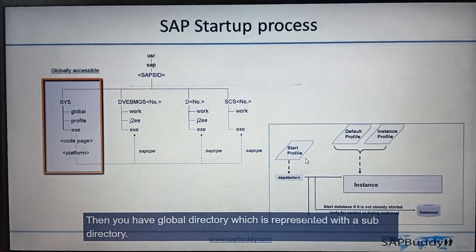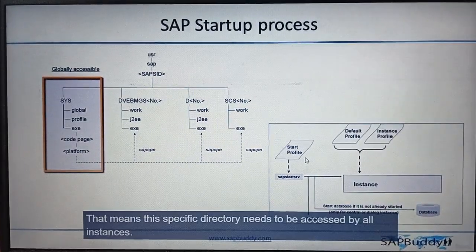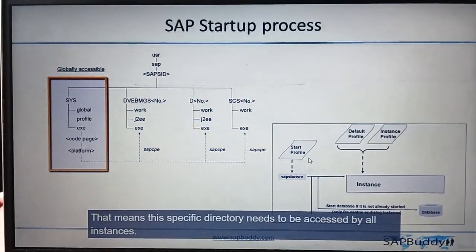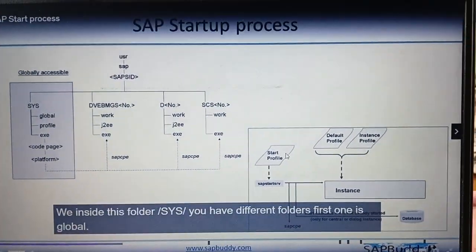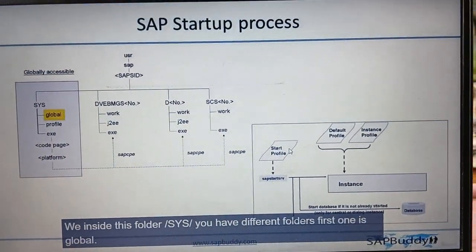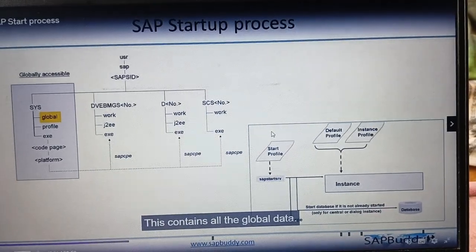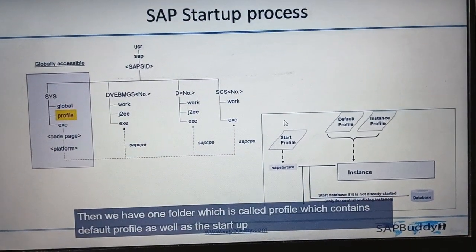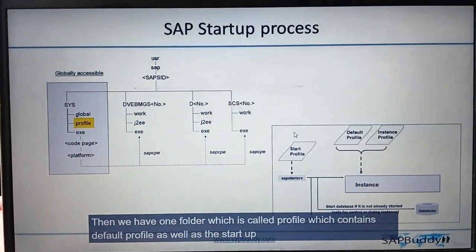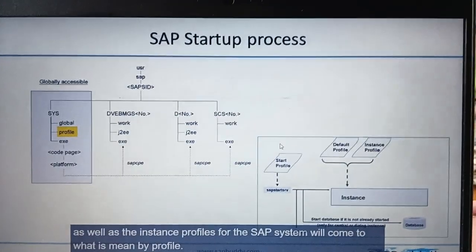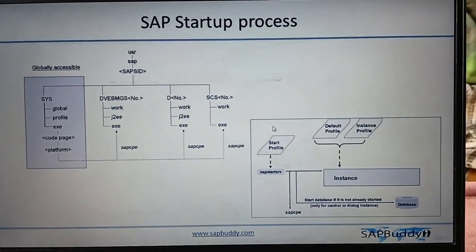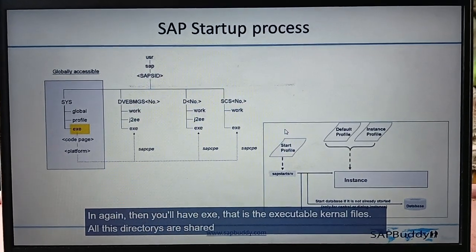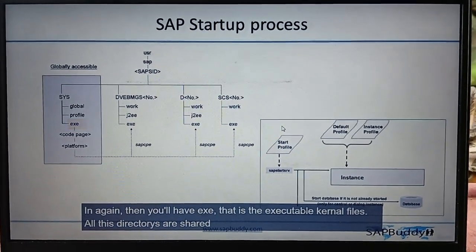directory, which is represented with a subdirectory called sys. That means this specific directory needs to be accessed by all instances. Inside this folder sys, you have different folders. The first one is global; this contains all the global data. Then we have a folder called profile, which contains the default profile, the startup profile, as well as the instance profiles for the SAP system. We will come to what is meant by profile. Then you'll have exe, which holds the executable kernel files.